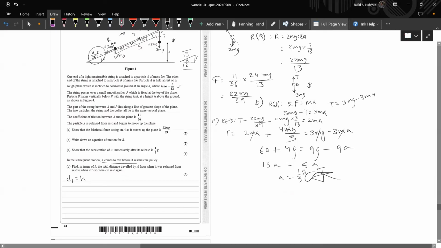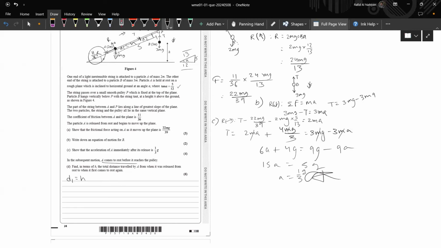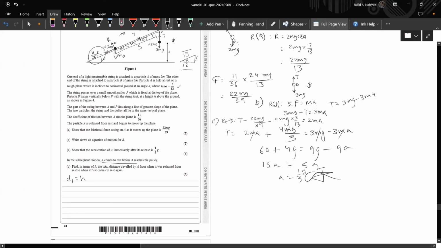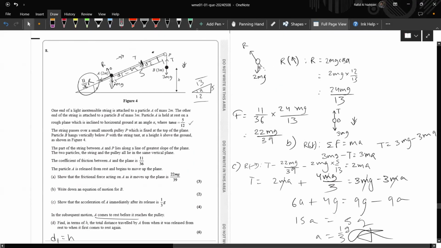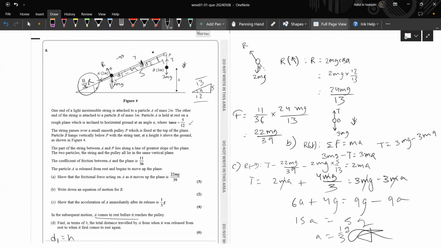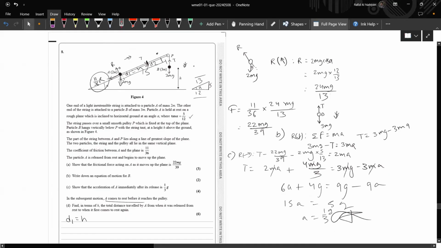Well, I have the acceleration and everything. If I find what velocity B had when it touched the ground, then I would know the velocity A has when it reached this point, having traveled h meters. If you have a question why that velocity is equal, well, this is a connected particle situation right here. So they both have the same speed at all times until the string goes slack.